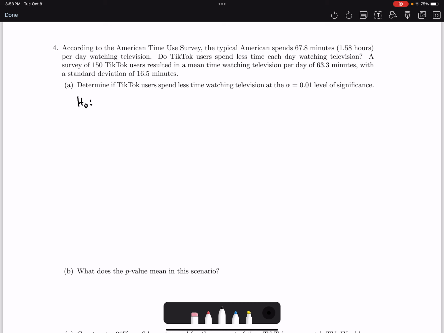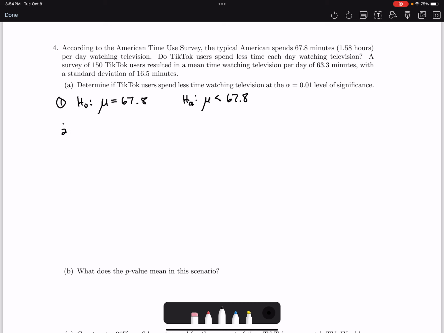We're going to say the null hypothesis is that the mean, that the average Joe, or rather the average TikTok user, spends the same amount of time watching television as any other typical American, that their average time watching television is 67.8. The alternative that we want to test is that the average is less, right? We want to know if TikTok users spend less time watching television than the average user, so that would be less than 67.8.